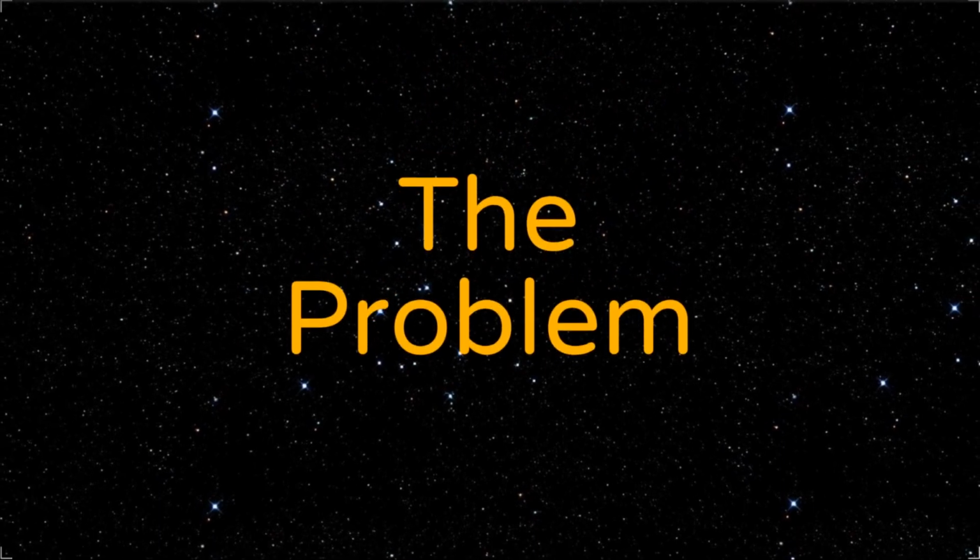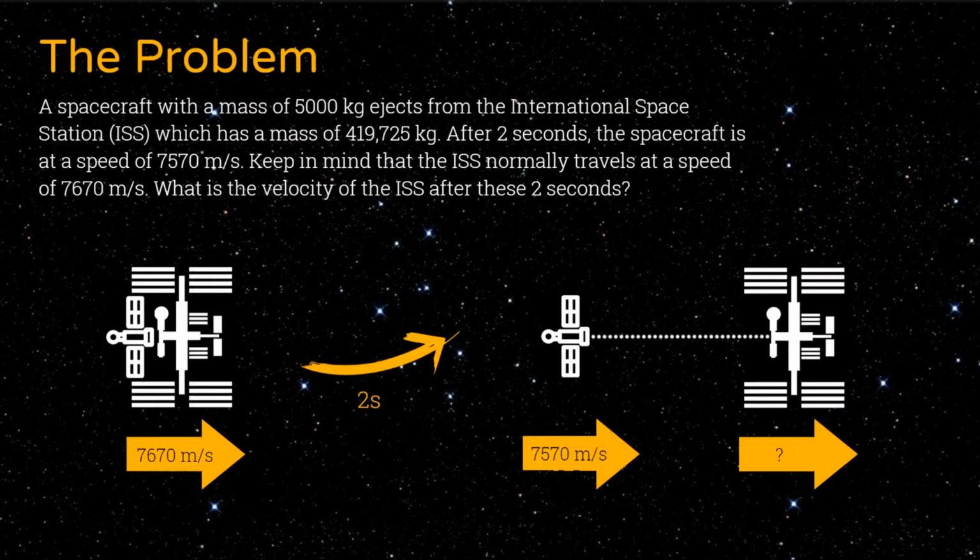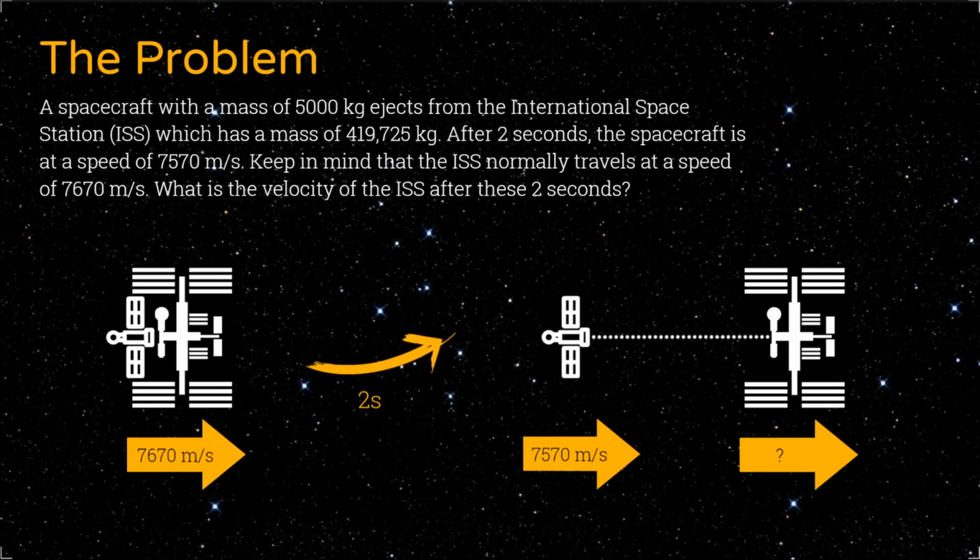Now let's look at our problem. A spacecraft with a mass of 5,000 kilograms ejects from the International Space Station, which has a mass of about 420,000 kilograms. After 2 seconds, the spacecraft is at a speed of 7,570 meters per second. Keep in mind that the ISS normally travels at a speed of 7,670 meters per second. What is the velocity of the ISS after these 2 seconds?